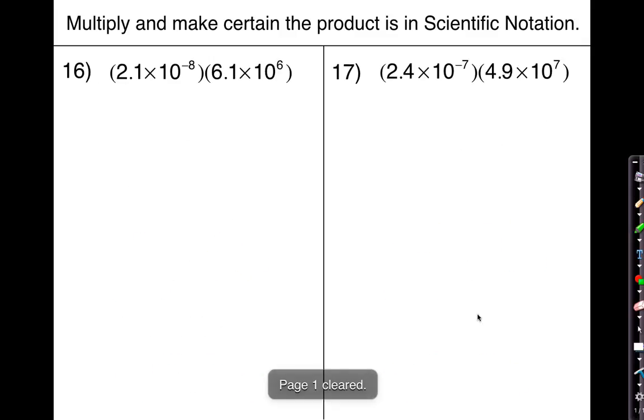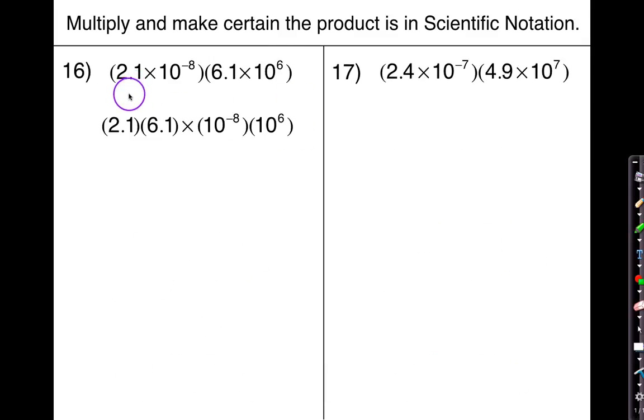Okay, so let's take a look at number 16. Same idea. Let's group the coefficients, group the base 10s, multiply the coefficients, combine the exponents, leaving you with 12.81 times 10 to the negative 12. This number's too big. I need to adjust it, so I'm going to move it from 12 to being 1.2. By doing that, I made the number smaller, so I'm going to multiply by 10 to the negative first.